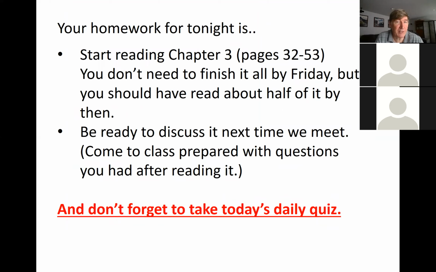For your homework tonight, I'd like you to start reading chapter 3. I do not expect you to read the entire thing by Friday. I am mean, but I'm not that mean. But I would like you to have read maybe the first half of the chapter. I think that's a reasonable expectation. I'd like you to make notes as you're reading. If you have any questions, come to class with a list of questions that you can ask. Other than taking the daily quiz, which remember is a very important assignment, there's not really any homework to do.